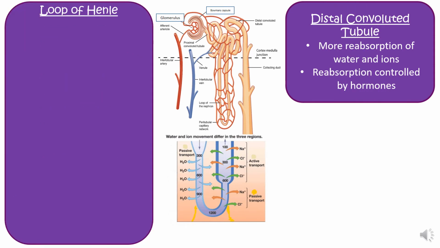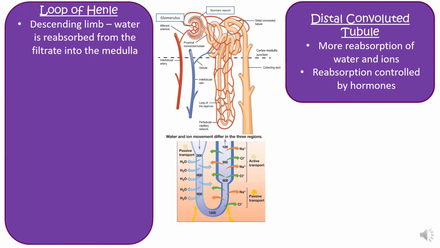Okay, the loop of Henle. So the loop of Henle is this bit here. And there's an extra diagram here for you to look at. It's quite handy because it's got some numerical values which might help you. So you've got the descending limb of the loop of Henle, the bit that goes down, and the ascending limb, which is the bit that goes up.